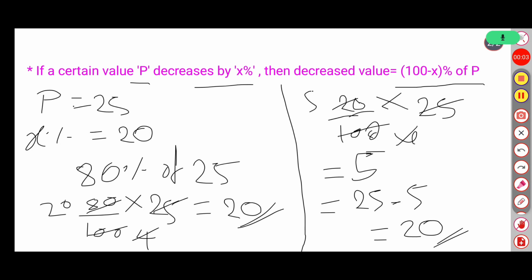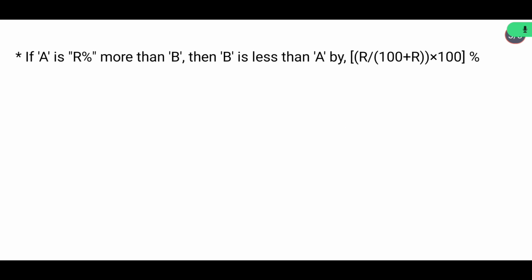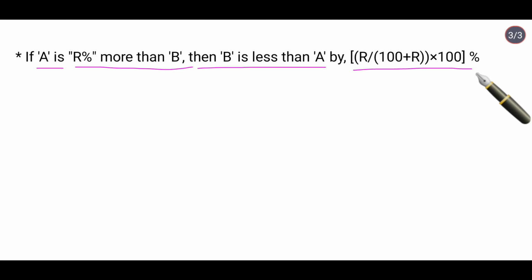Guys, while solving the problems, please note down the formulas and important tricks so that in future you can revise them easily. Next formula: if A is R% more than B, then B is less than A by R divided by 100 plus R into 100 percent. Here both the percentages are different.